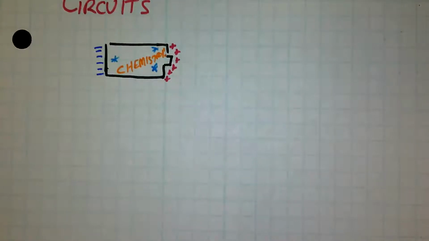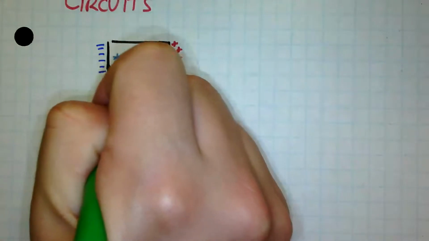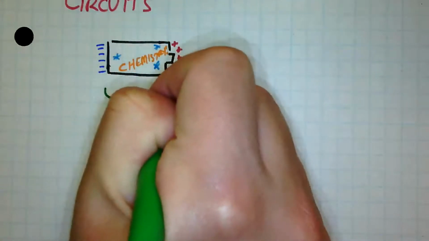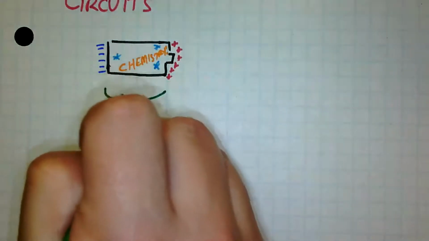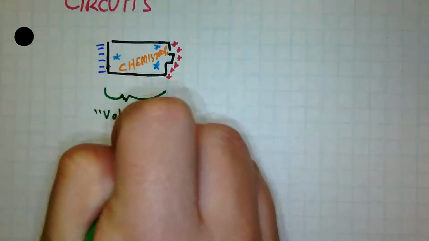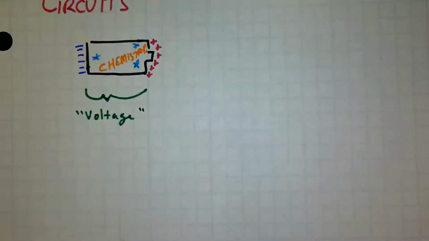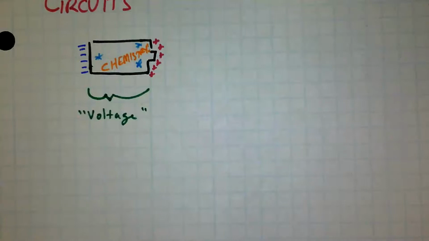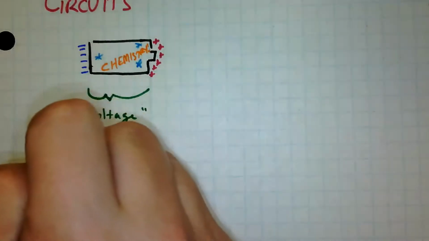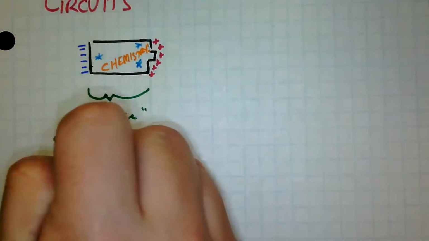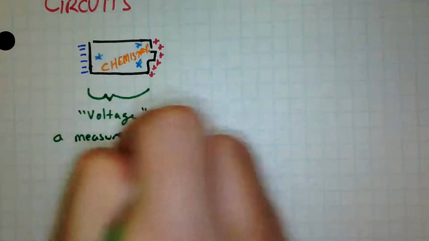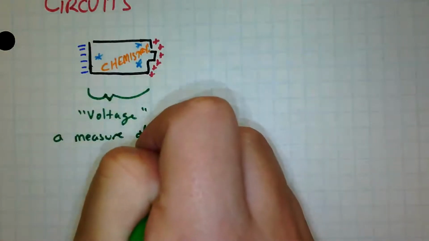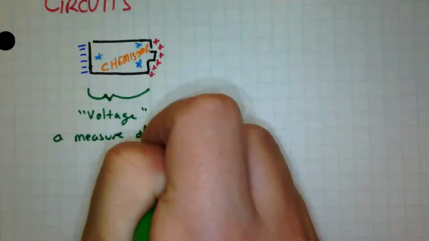One of the ways that we measure how much the battery does this is with something called electric potential, or more commonly voltage. And voltage at the core of it is a measure of electrical potential energy.